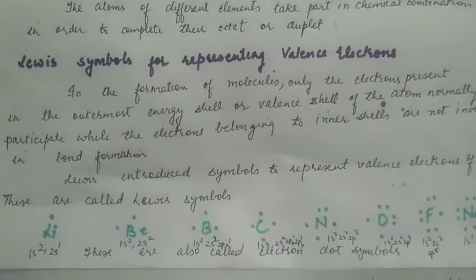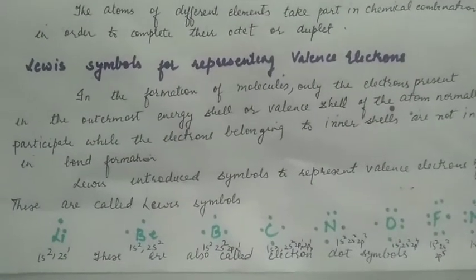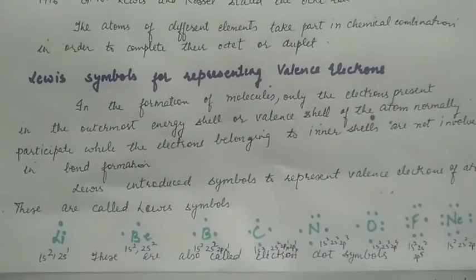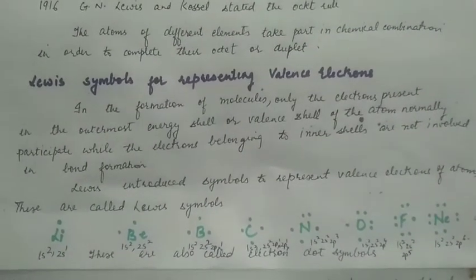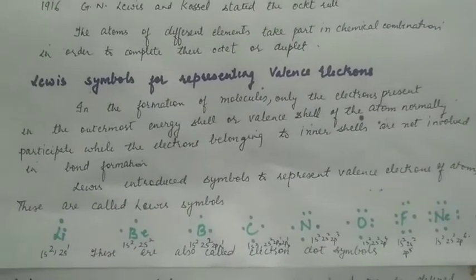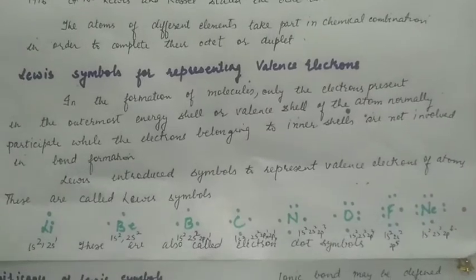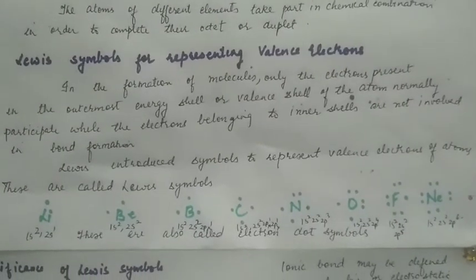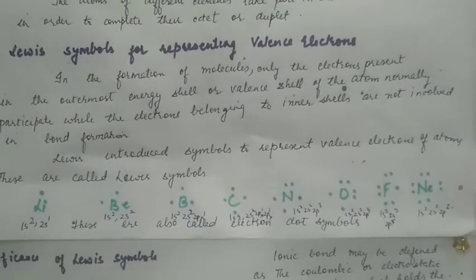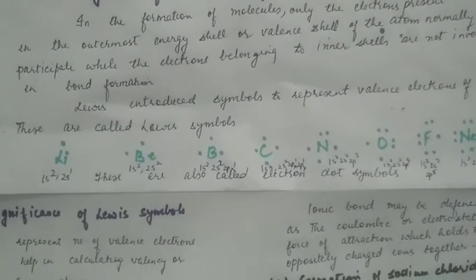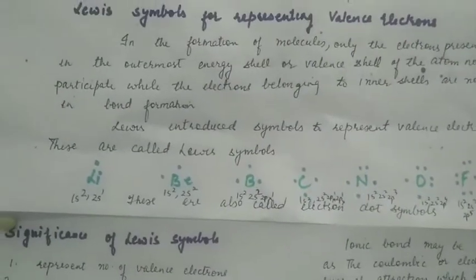In the formation of molecules, only the electrons present in the outermost energy shell or valence shell of the atom normally participate, while the electrons belonging to inner shells are not involved in bond formation. So Lewis introduced symbols to represent valence electrons of atoms. These are called Lewis symbols. These are also called electron dot symbols or simply dot symbols.